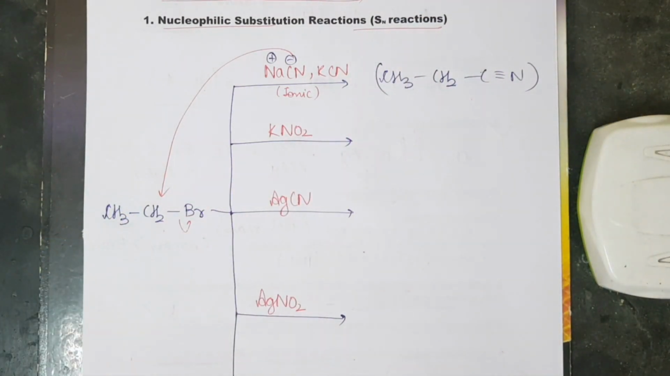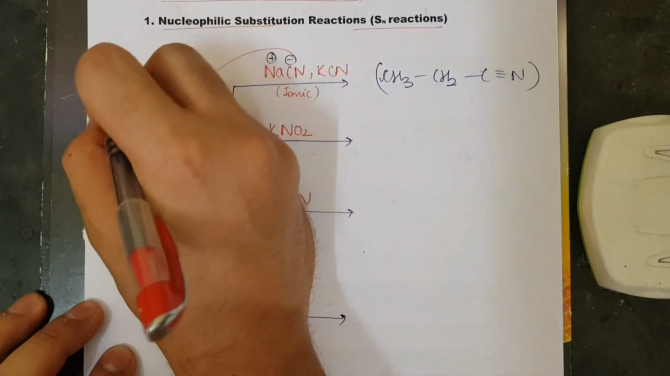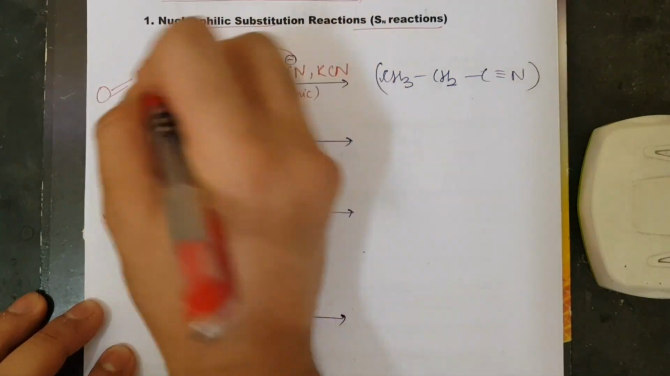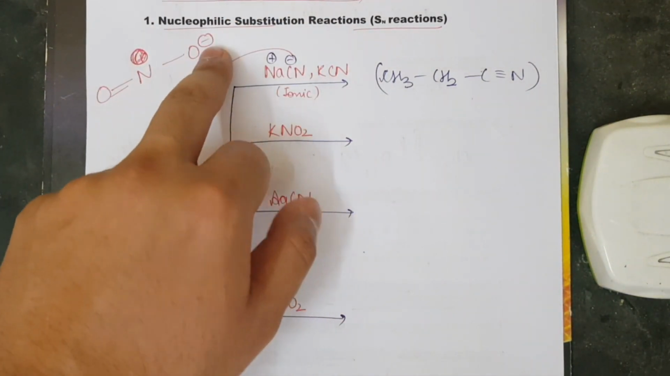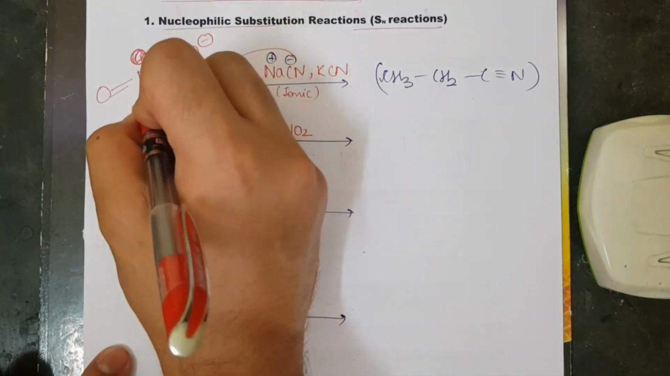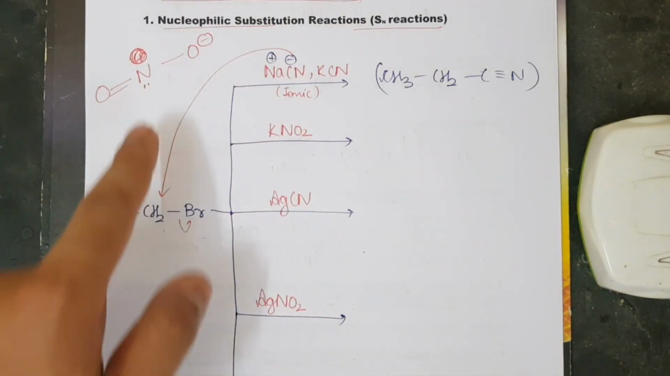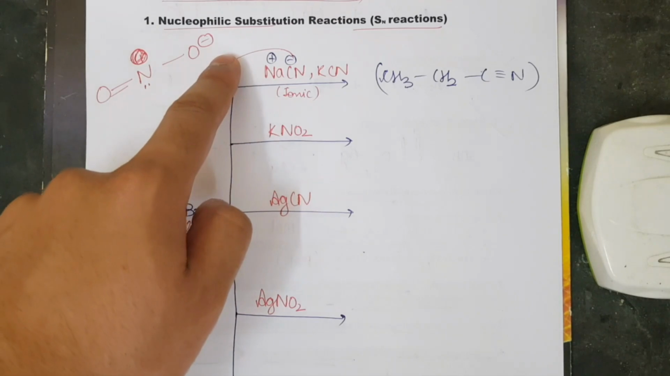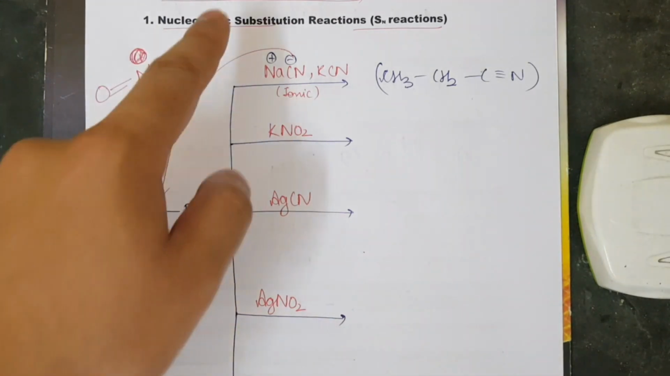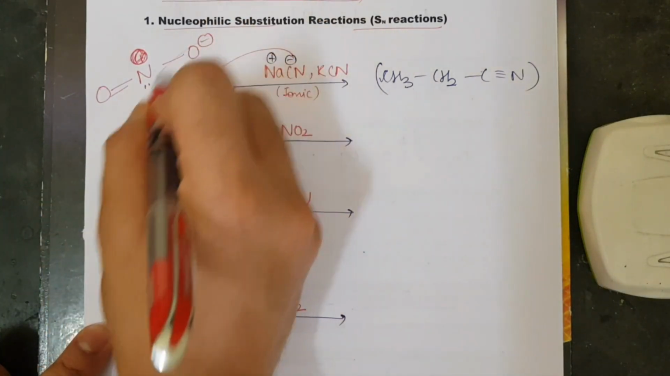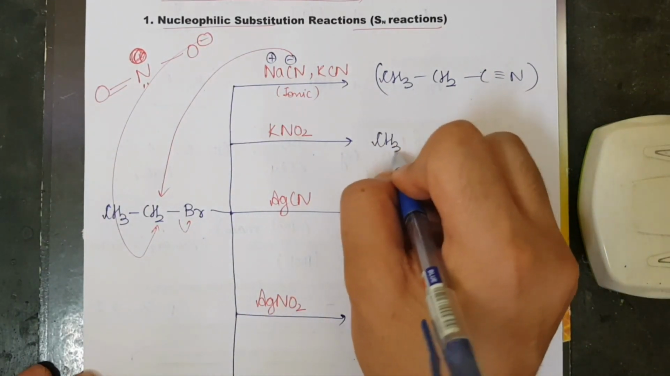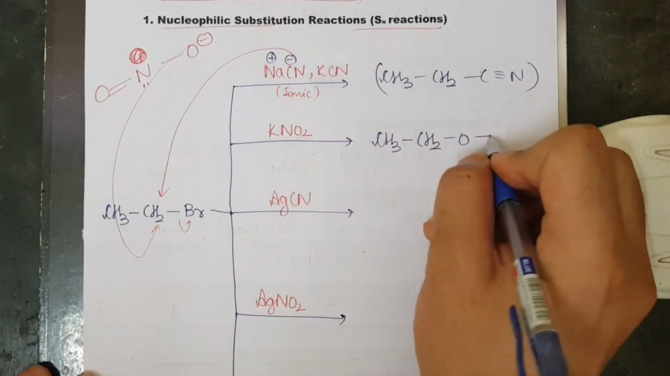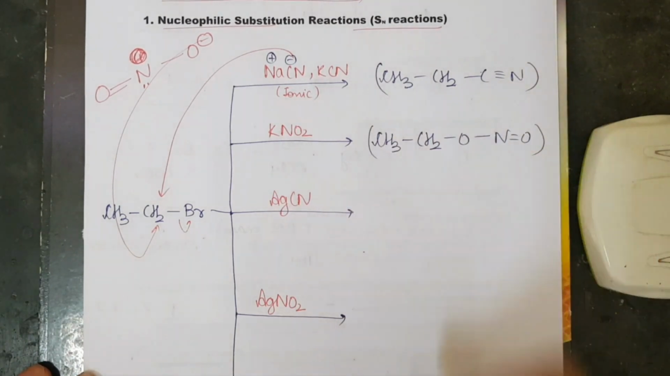Now we have KNO2. What does KNO2 mean? The negative charge would be present. I'm sorry. KNO2 would have this structure, that is, a negative charge is present on oxygen. The nitrogen has a lone pair, but you need to understand that a negative charge would obviously attack better than the lone pair. So the negative charge would go and attack this carbon, take out the bromine. Okay, so what would happen from here? We would get CH3, CH2, O, N double bond O from here.